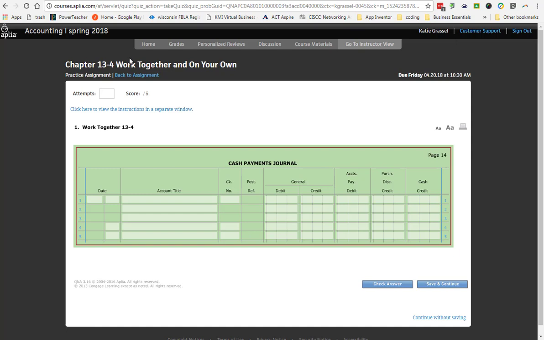On page 384 is a federal deposit coupon that you would have to fill out when you send in.